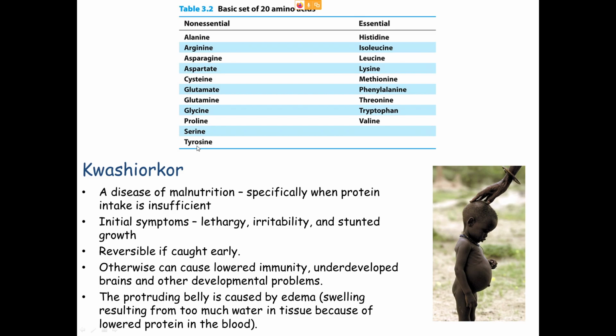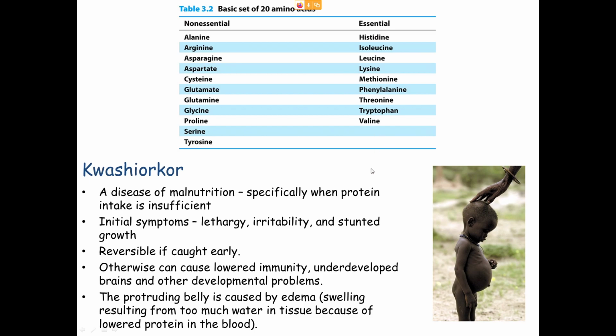Because we can make tyrosine, we have the enzyme to make tyrosine from phenylalanine. It's just adding an OH group to it, right? So we can make tyrosine from another thing that we have in the body, phenylalanine. However, if I don't have phenylalanine in my diet, I can't make tyrosine. So that might be a reason to put it over here in the essential category.